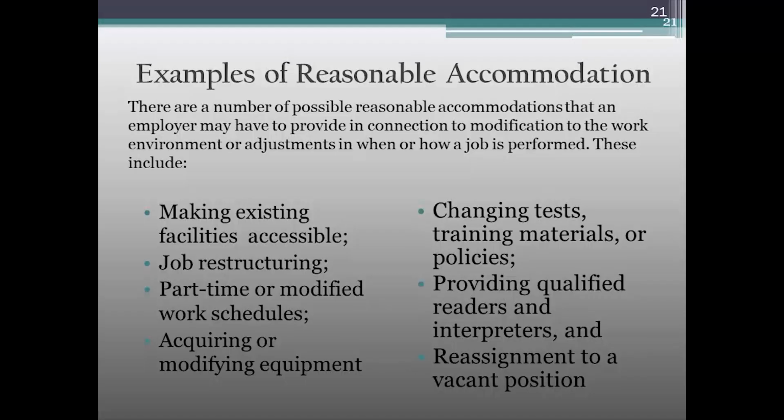So some examples of reasonable accommodation include making your existing facilities accessible, job restructuring. Job restructuring is something that we talked a lot about when the Americans with Disabilities Act was passed. We don't discuss this as much as reasonable accommodation so much anymore, but I think we have a lot more workplace flexibilities now than we did in the 90s when the ADA was enacted.